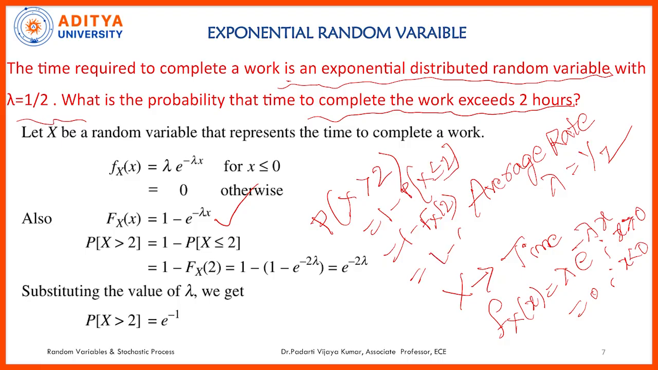So applying that, 1 minus e power minus 2 lambda, we will get e power minus 2 lambda. But given that the average rate lambda is 1 by 2, substituting, we will get e power minus 1 by e, which is mathematically equal to 0.3737. So there is a 37% chance to complete the work that exceeds the 2 hours.